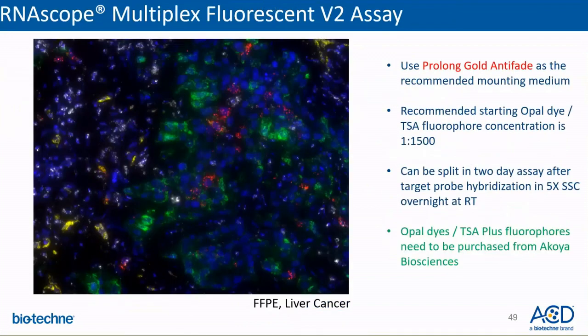RNAscope multiplex V2 assay can be used for detection of up to 4 targets. This is a TSA-based assay, and TSA Plus fluorophores or Opal dyes are used that are required to be purchased from Akoya Biosciences. Again, we recommend using ProLong Gold anti-fade as the mounting medium.